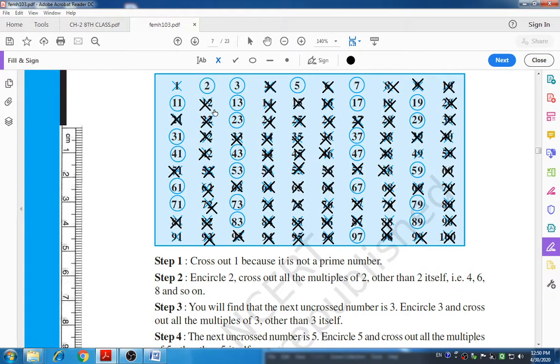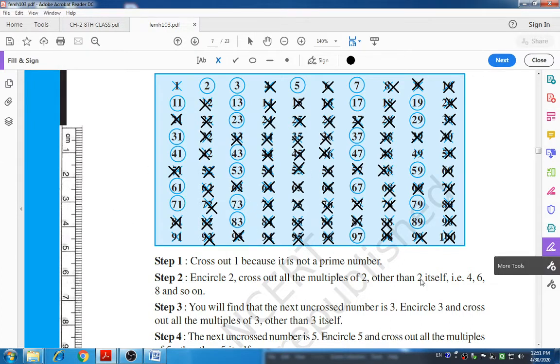Which is the smallest prime number? It's 2. Which is the smallest even prime number? It's 2. How many one digit prime numbers are there? 4 numbers are there, that is 2, 3, 5 and 7. How many total prime numbers are there between 1 to 100? Look at here carefully. 1, 2, 3, 4, 5, 6, 7, 8, 9, 10, 11, 12, 13, 14, 15, 16, 17, 18, 19, 20, 21, 22, 23, 24, 25. In that way 25 prime numbers are there between 1 to 100.